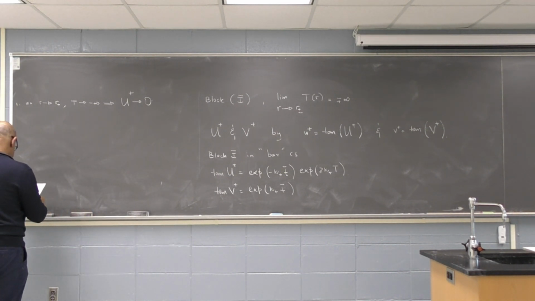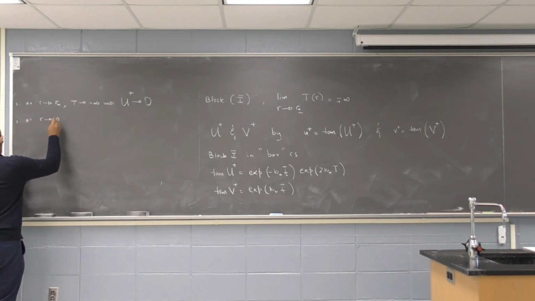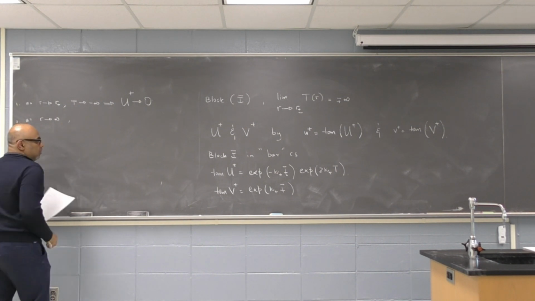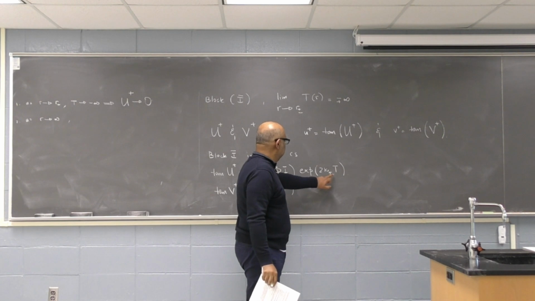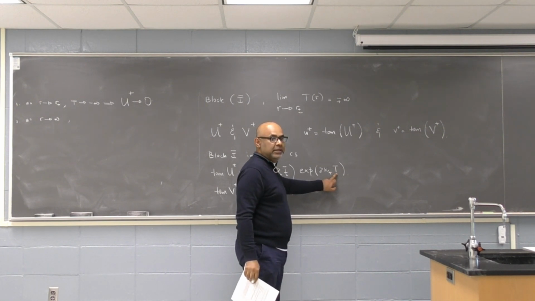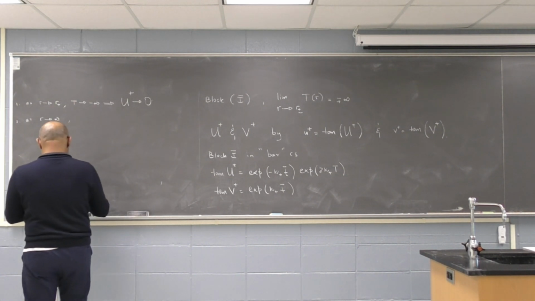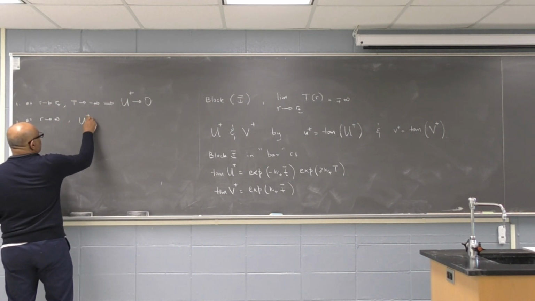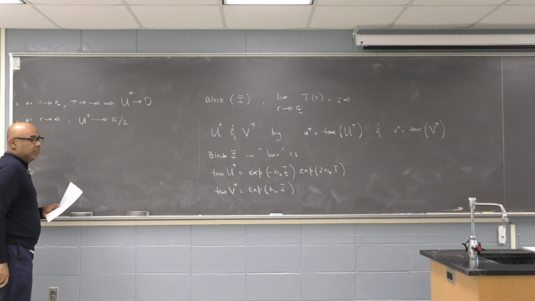And two, as r approaches infinity, t just goes to infinity because t has a direct r dependence in there. So U plus approaches pi over 2.